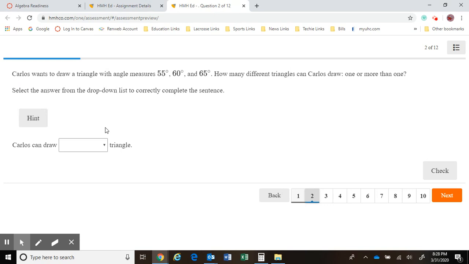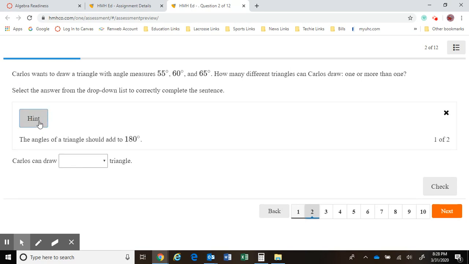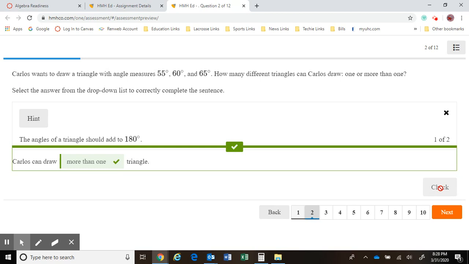So remember, if you have three angles there that are acute angles. Now remember, acute angles are angles that are less than 90 degrees in this situation here. If, of course, the three angles add up to 180 degrees, you should be able to draw more than one. Let's check it, and you see how that works.